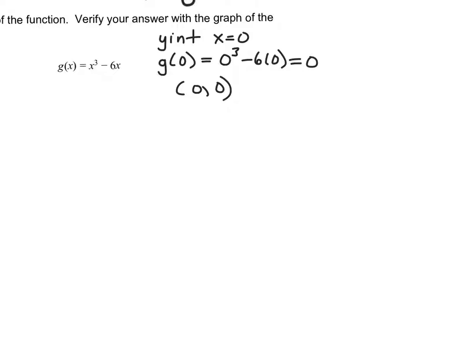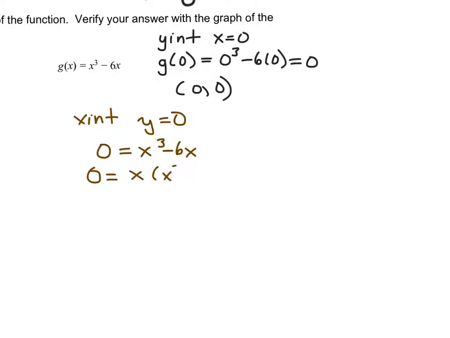And so again, when we do our x-intercept, we should figure there's going to be a 0 too, because the origin is on the x and y axis. So again, the x-intercept is when y equals 0. So we're going to have 0 equals x cubed minus 6x. Now this one's going to be a little trickier because we're not going to be able to factor this one all the way. I do see that I can take an x out and have x squared minus 6.